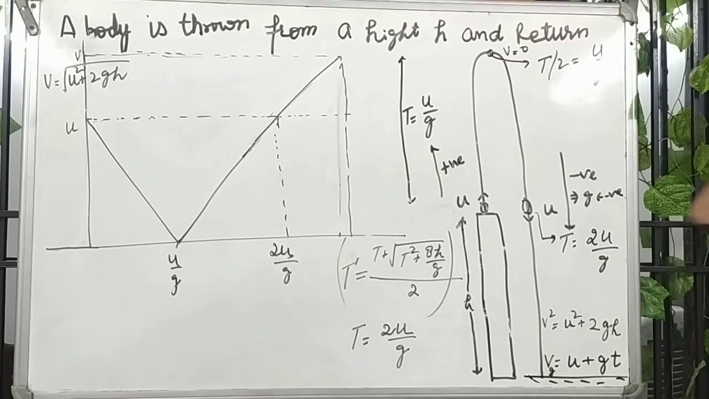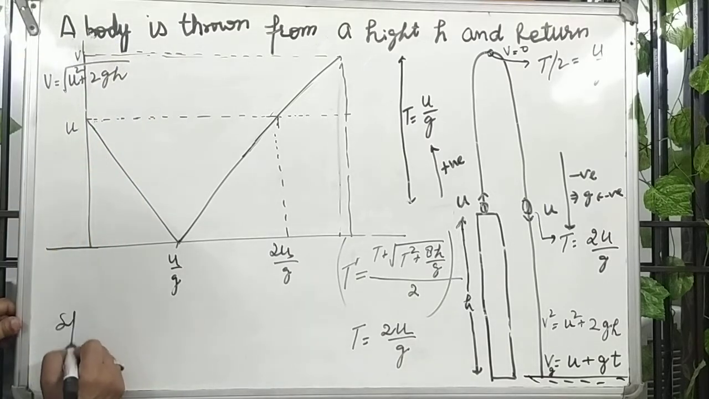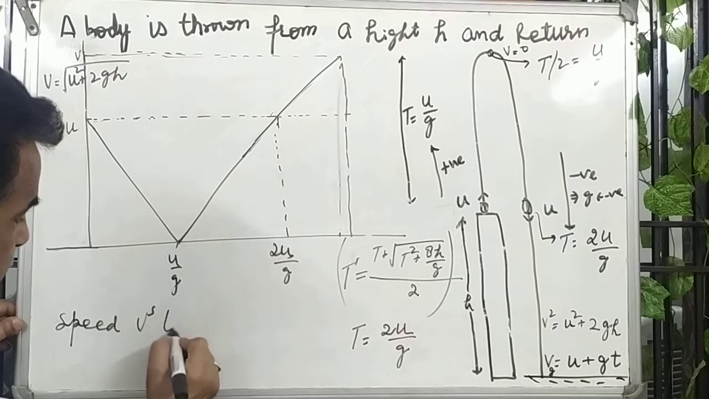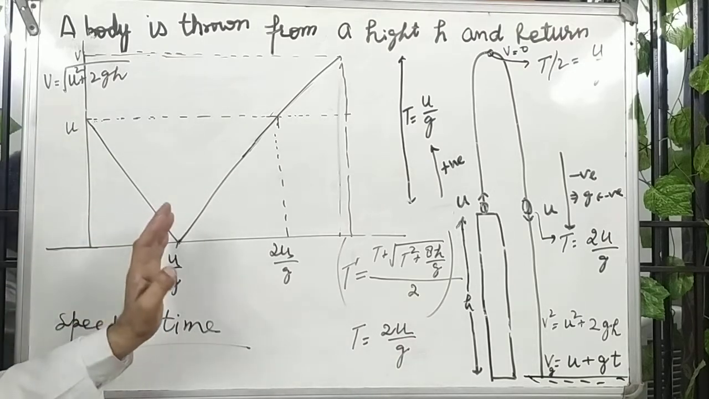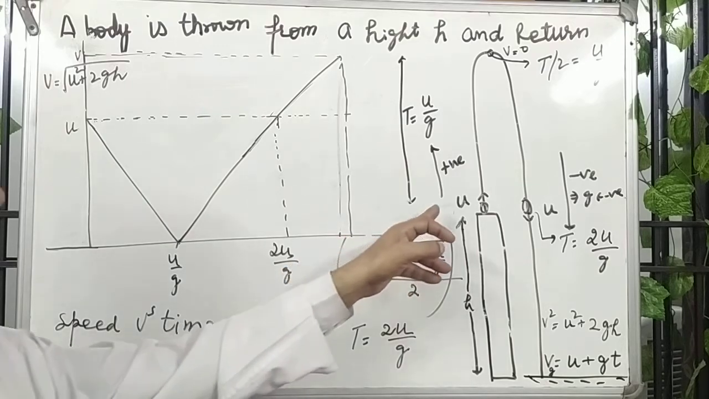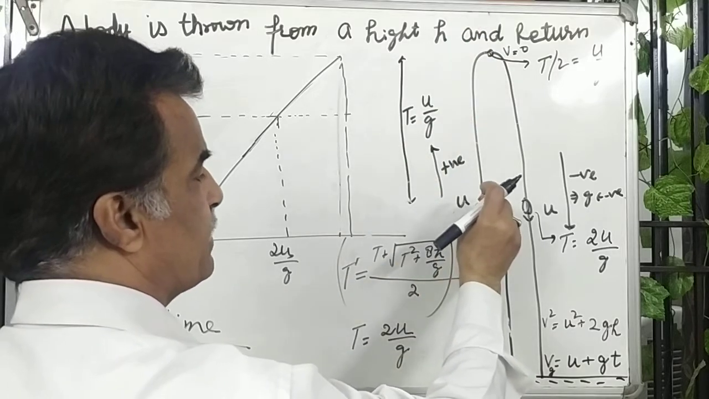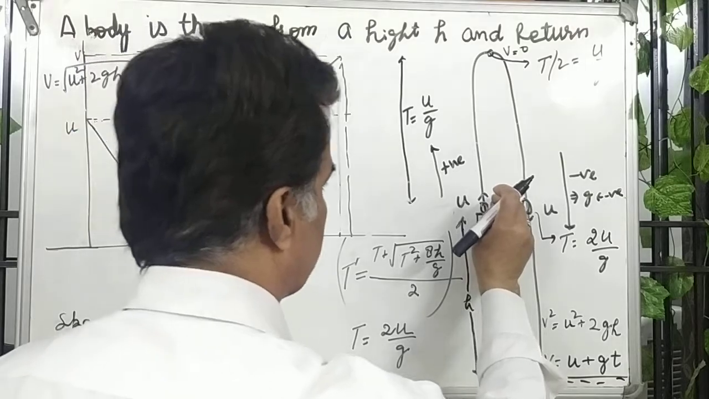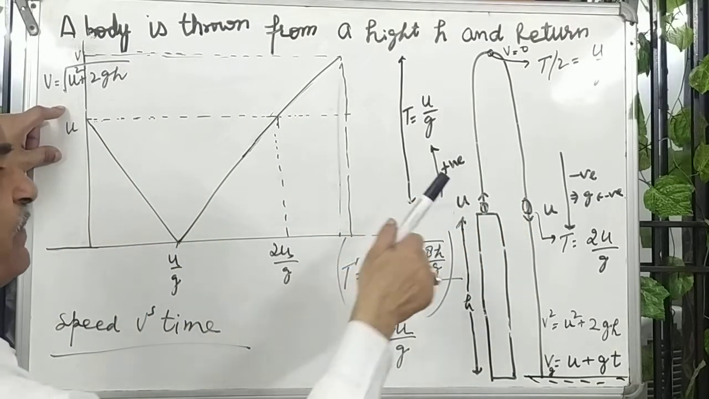This graph is speed versus time. For your kind information, speed is never negative. At t equals 0, a body is thrown upward. So at this point, t is 0. At t equals 0, velocity is u. This is the velocity, you can say speed.